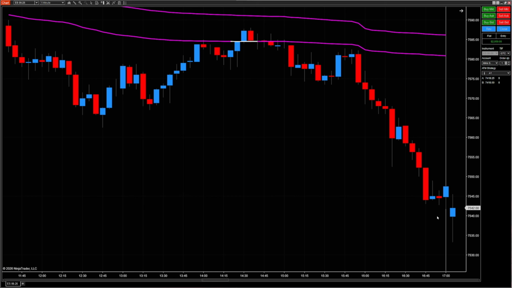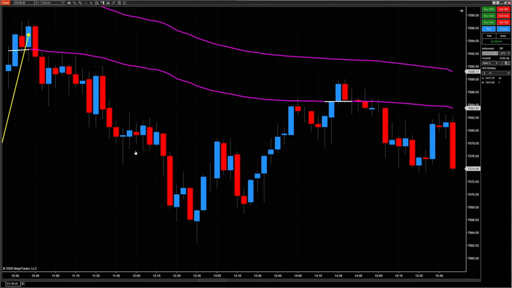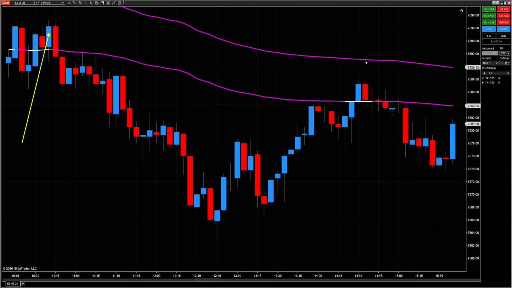So the moral of the story is, I don't think that one is necessarily better than the other. I think it's going to be dependent upon the time of the day. And I more so like to look for the zone in between the two VWAPs.